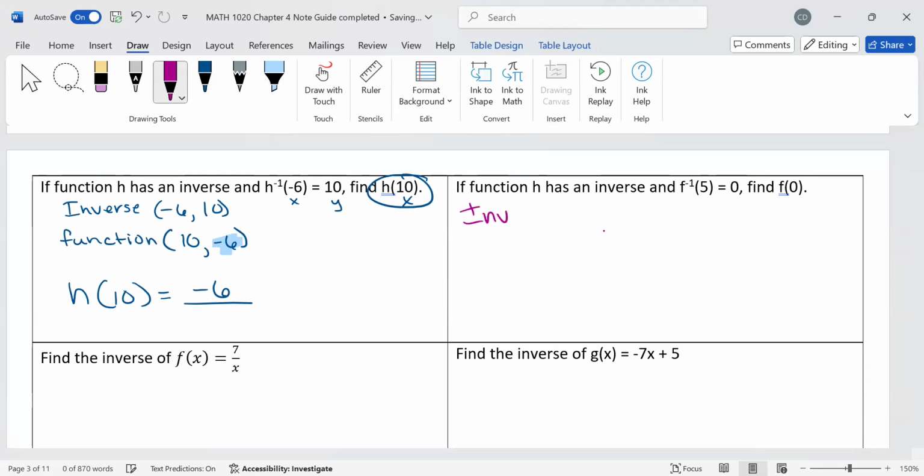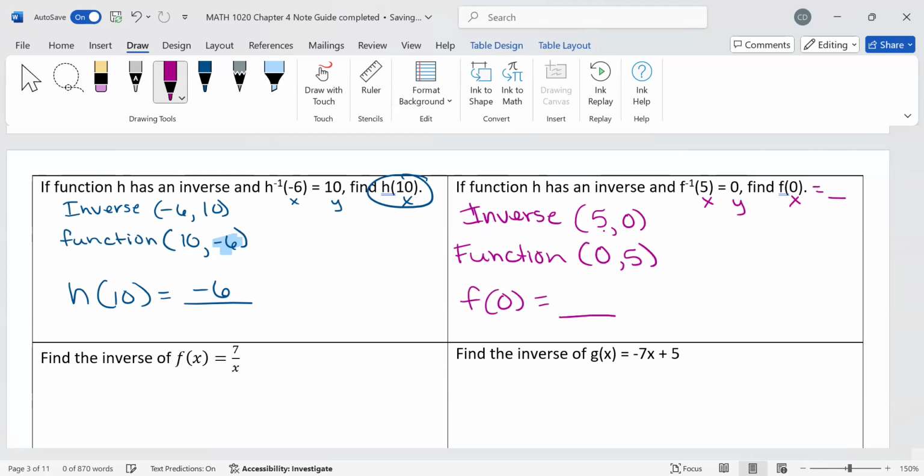So we have an inverse. It's our x and y. So it has a point at 5, 0. So that means the original function will have a point at 0, 5. Again, x and y's are just swapped with the inverse. So they want us to find f of 0. 0 is our x. So our corresponding y value is going to be 5.